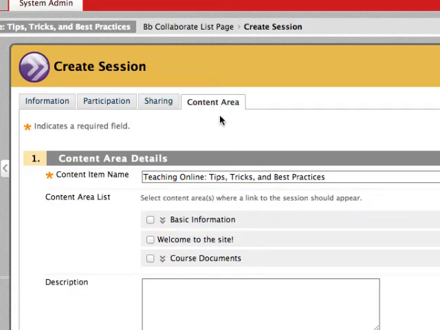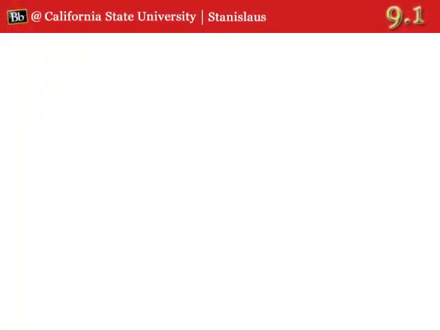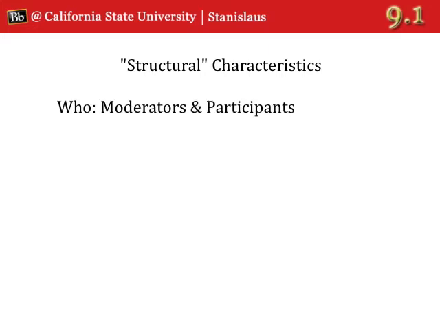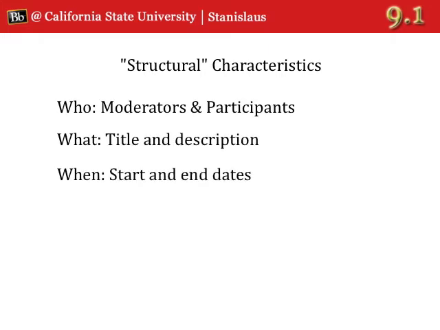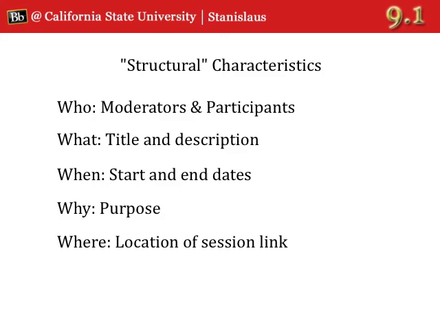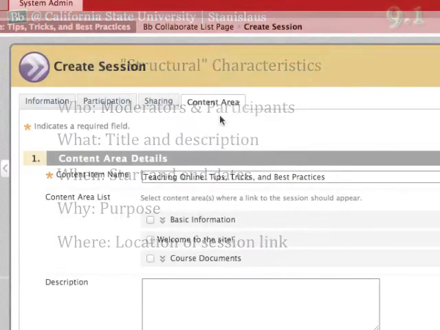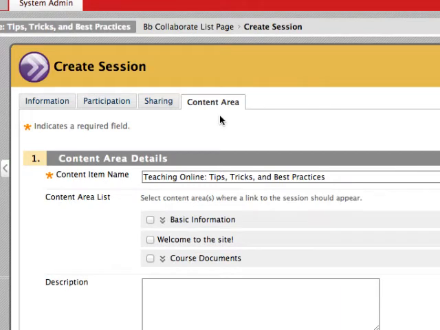Let's sum up quickly. To this point, you've been setting the structural characteristics of the session itself. You've specified the who, the what, the when, and perhaps even the why. Now, in the Content Area tab, you'll specify the where. In other words, where is the link to the session going to be located in your course website? In the Content Area tab, you specify the details for the link that your students will click on in order to actually launch the Collaborate session.